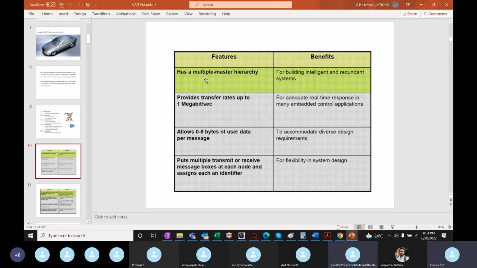So CAN is a multi-master. It's one of the features of CAN, where it is a multi-master hierarchy. So what does it mean? CAN does not require anyone's input. So can anyone give me the best example of where exactly it would be used in the car? Auto braking system. Very good. Then?